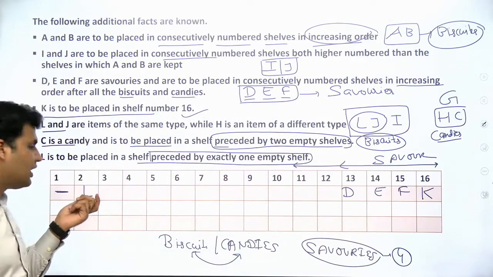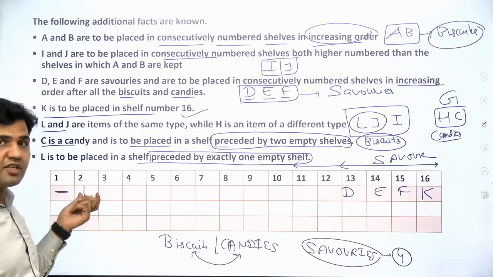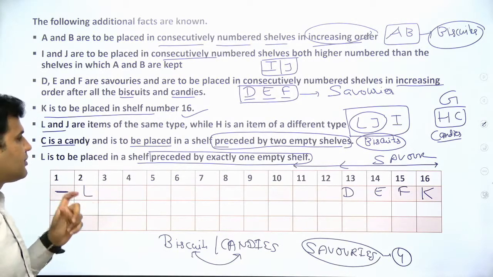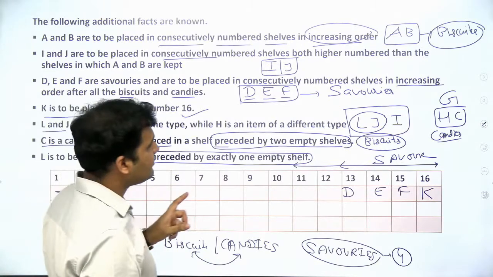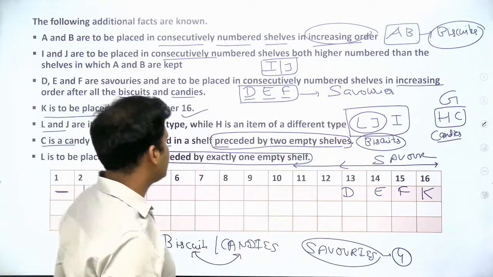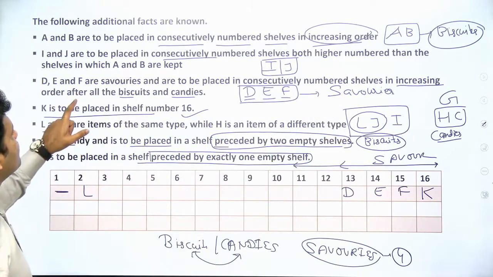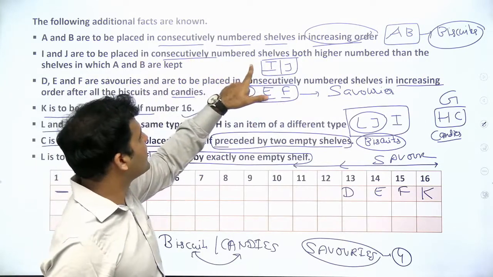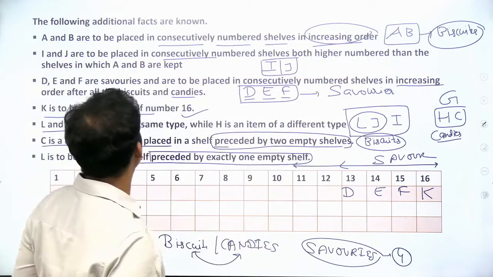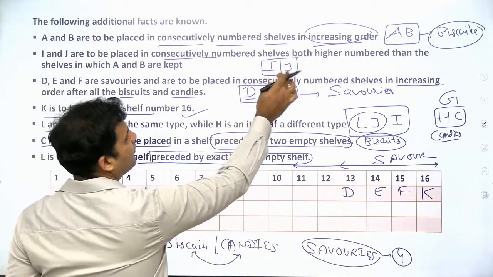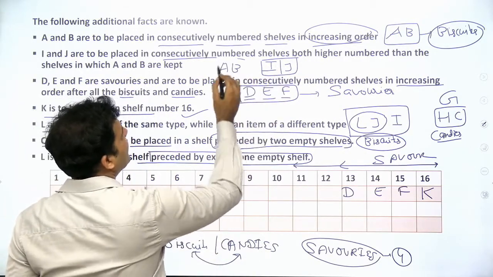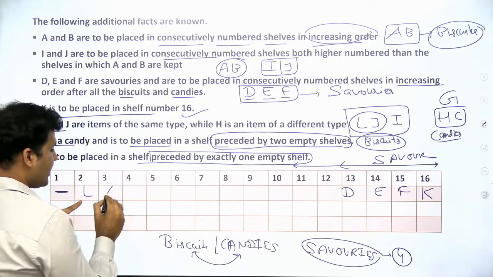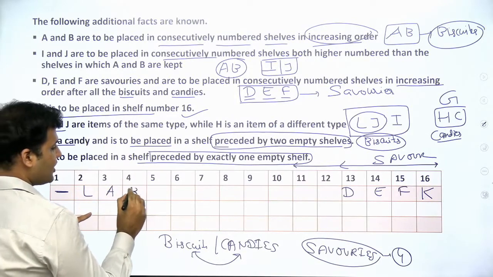So L will be the first item to be placed among the biscuits, and the shelf before this L will be empty. And now we know that A and B are supposed to be placed. We also know that I and J are consecutively numbered shelves, both higher numbered than the shelves in which A and B are kept. So before I and J, it has to be A and B. And A and B are supposed to be in increasing order. So once L is placed, A has to be the next item, B has to be the next item.